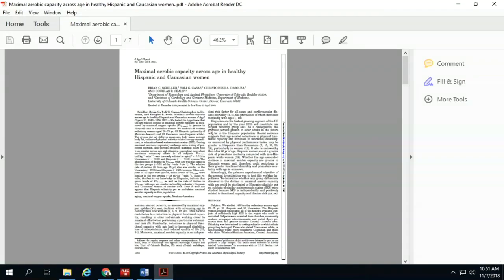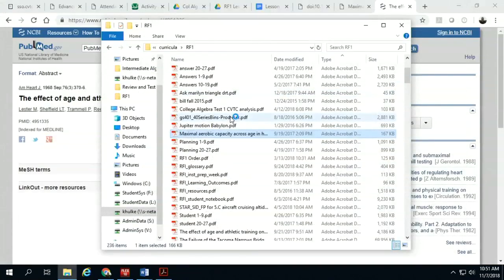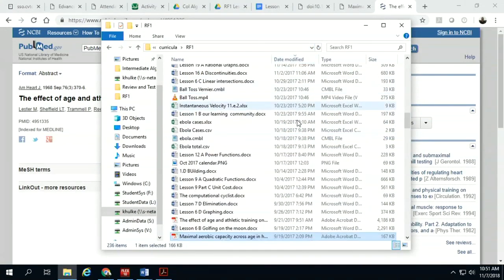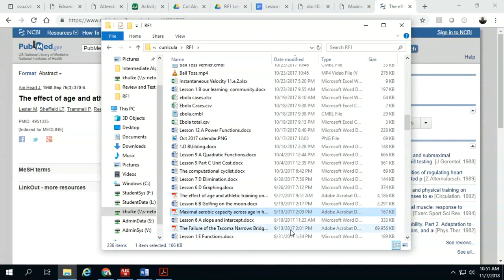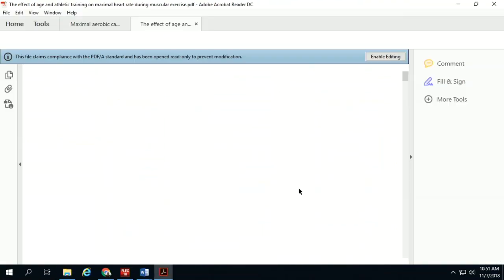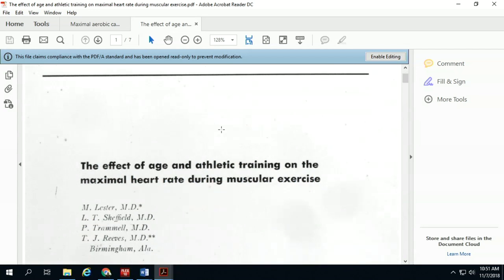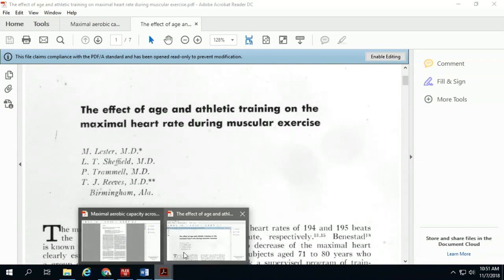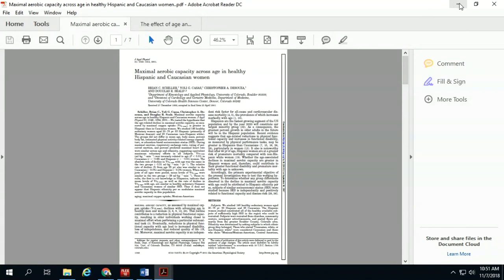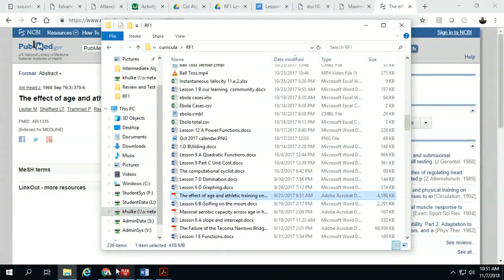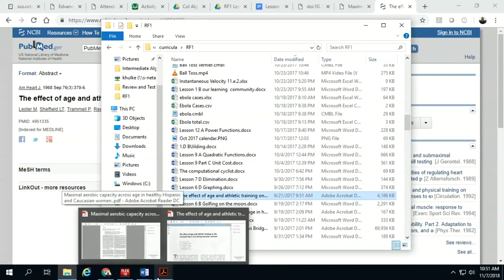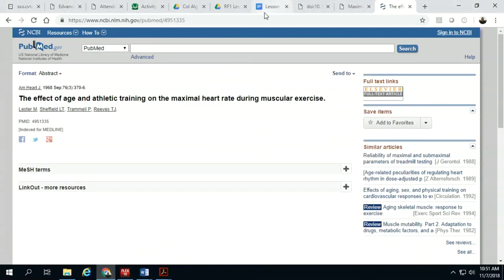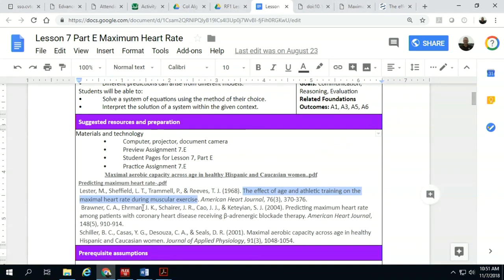Do we have this one yet? Yep, that one we've got. It's not fun. So I drive all the way back. Do we have this one? The effects of age and athletic training? Yeah, we had that. And Friday. Okay, here we go.